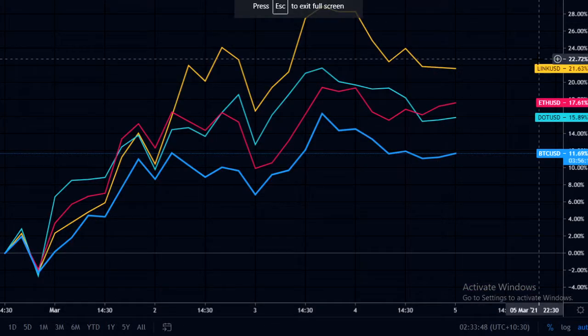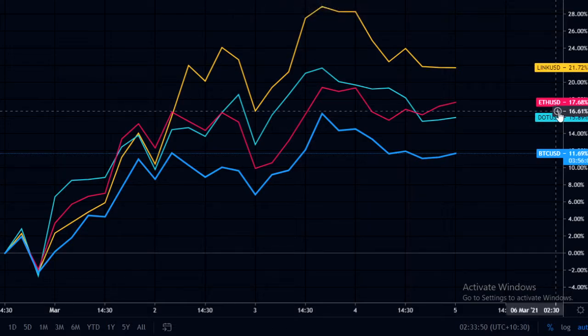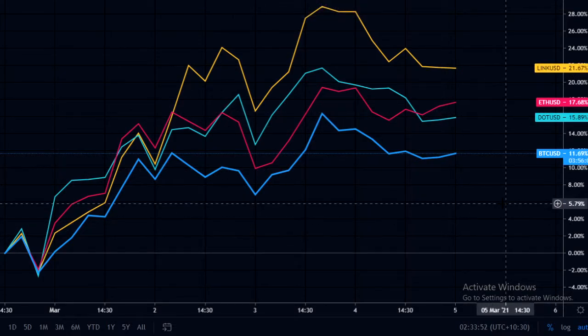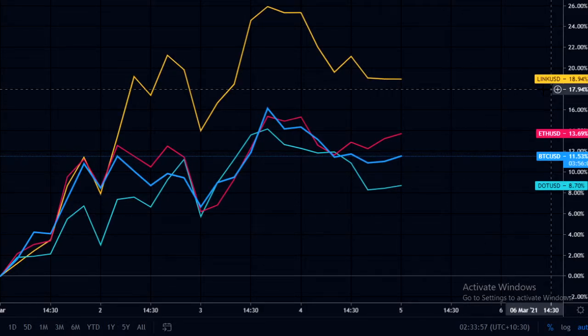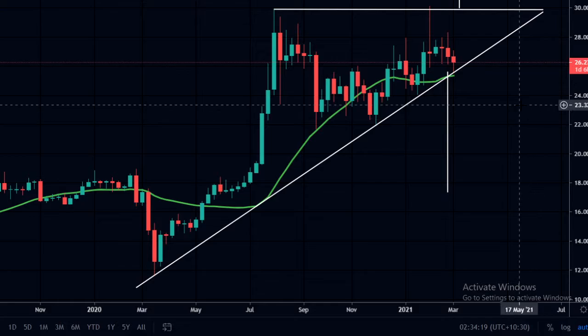And just quickly, I just want to compare Link, Ethereum, Polkadot, and Bitcoin over the month of March. So just line that up. So currently in March, Link is up 18%, Ethereum 13%, Bitcoin 11%, and Polkadot 8.7%. And we'll just take a quick look at silver and gold.